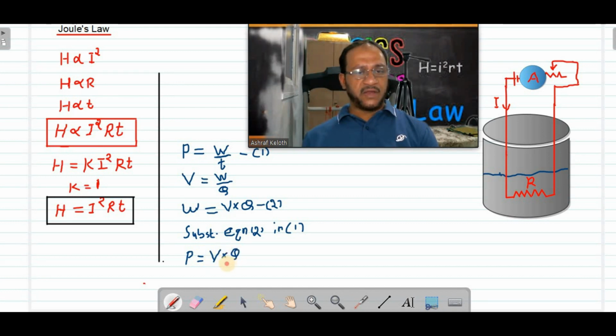and divided by T. What is Q by T? Q by T is current I. Yes, Q by T is equal to current I. So I can write the last equation, P is equal to V into Q by T. That Q by T can be substituted by I. So power P is equal to what? We got an equation for electric power: P is equal to V into I. If you multiply potential difference and current, that will be the power of the circuit. This equation will be equation number 3.